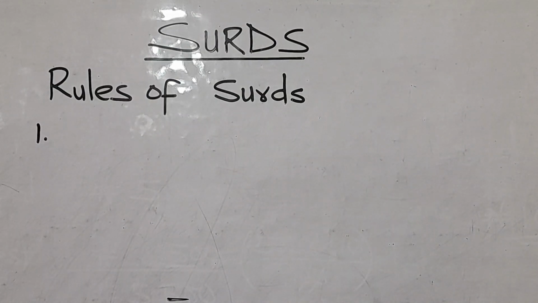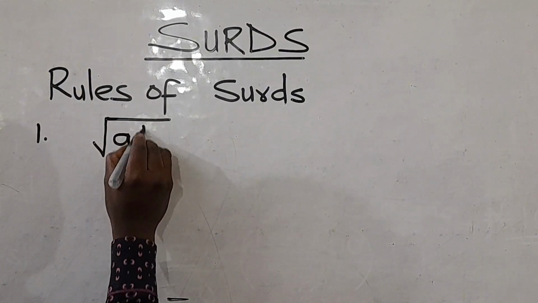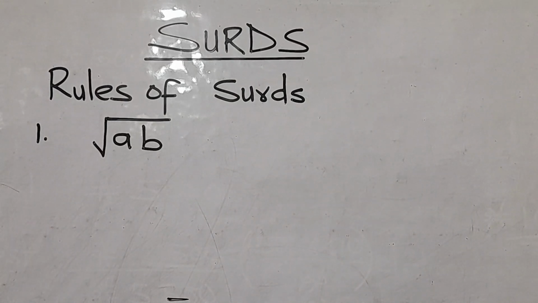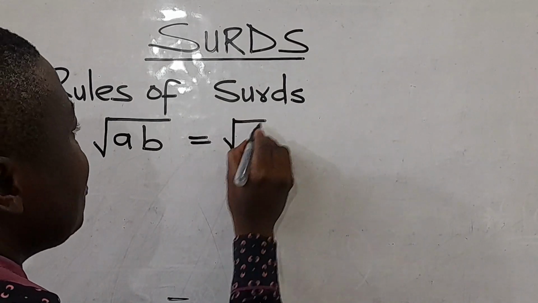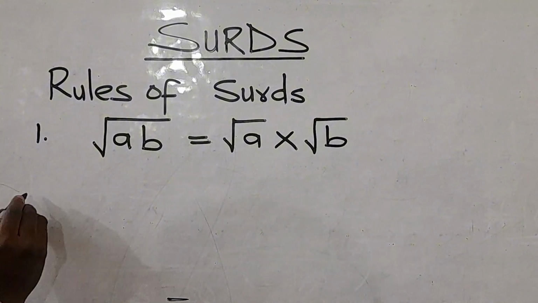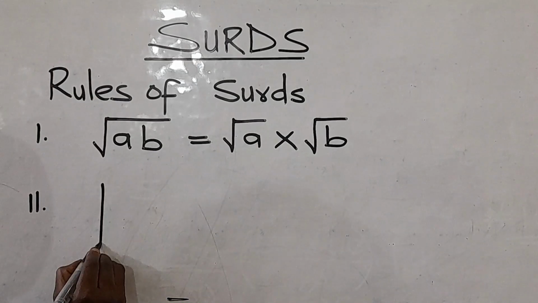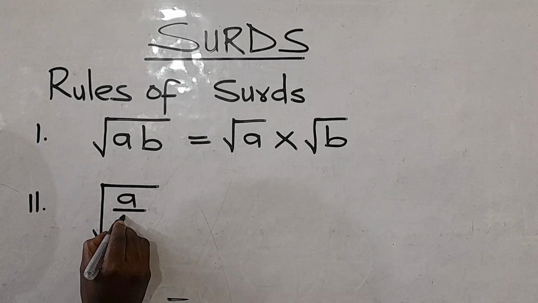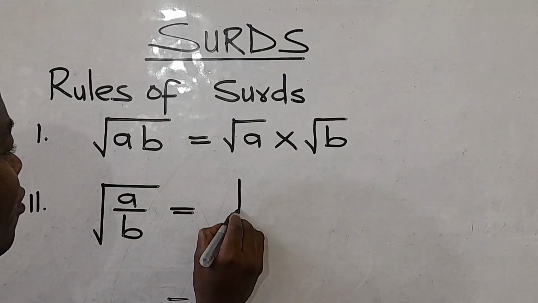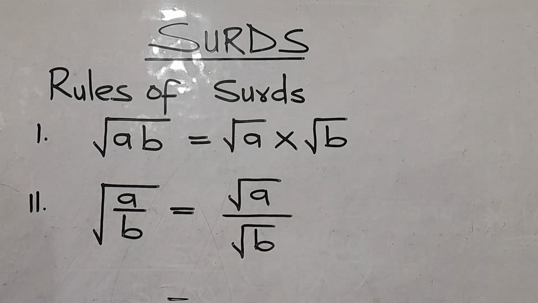Next, we go to the rules of surds. When you have root A times B, this means it's equal to root A times root B. The second rule is root A over B. This is the same as root A over root B.